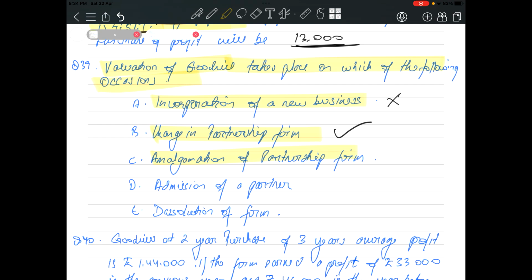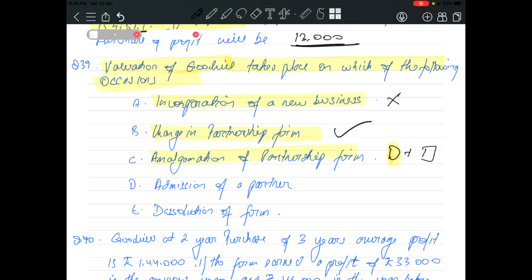Amalgamation means two firms will join and become one firm. Basically, this may take over that, or that may take over this, or they may mutually come together and form one company. So will the calculation of goodwill take place?